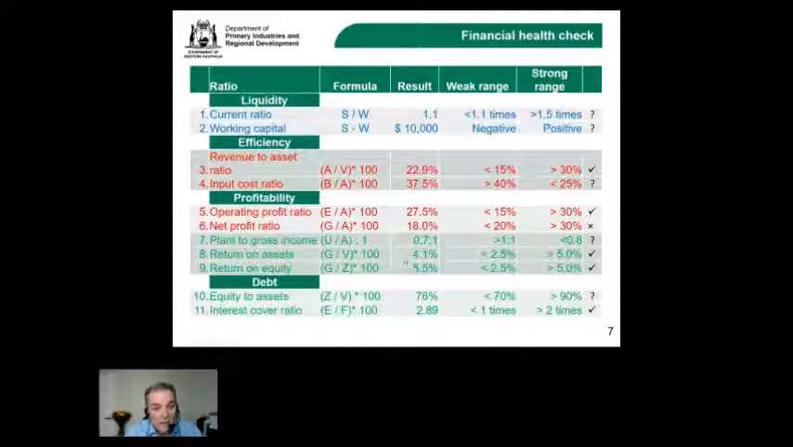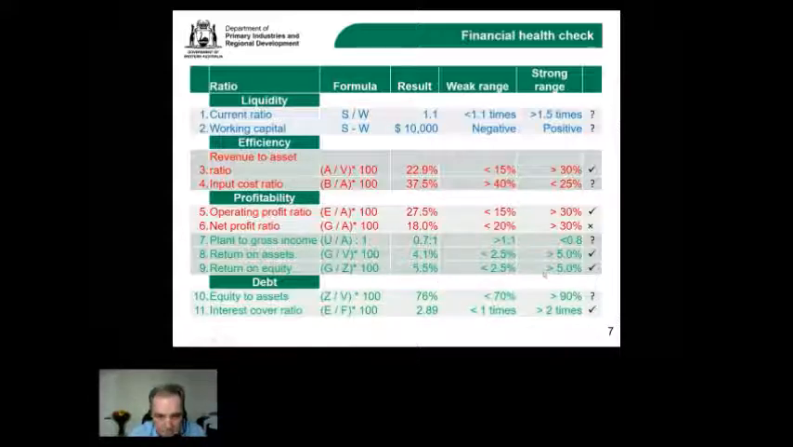Or maybe 50-50, because if I bought that plant and equipment with half my own money from the farm and half from the bank, then the effective interest rate instead of 6% is now 3%. Now it makes a bit more sense. If I can generate a return of 4.1% on something that's costing me 3%, I'm making 1.1% on that investment.